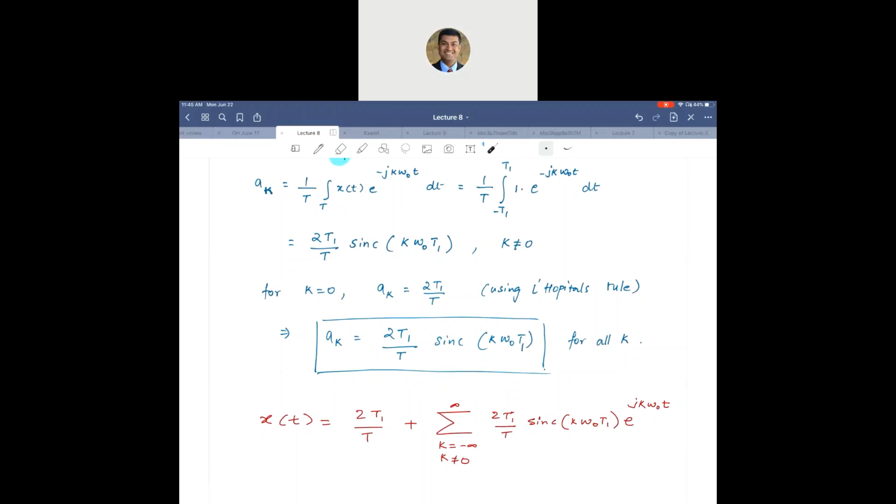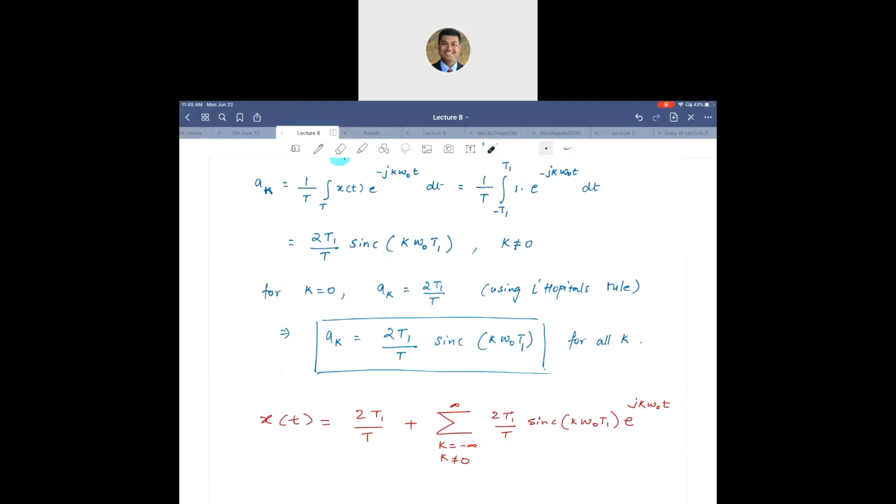Also, you can write up x of t as a summation of those coefficients multiplied by their harmonics. So 2t1 divided by t, that is the a sub 0 term. Summation k equals negative infinity to infinity, 2t1 divided by t sinc k omega naught t1 multiplied by e to the plus j k omega naught t. That is also one way you can write x of t. So this is expressing x of t in terms of its Fourier series coefficients. This is expressing the Fourier series coefficients themselves for a general pulse train.